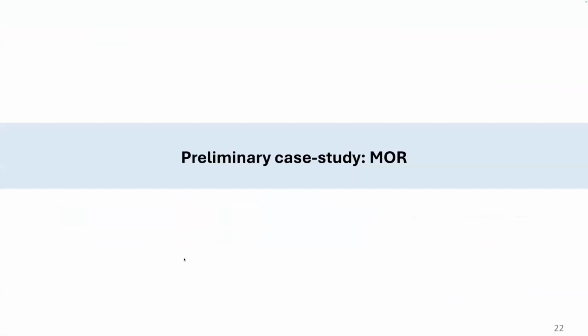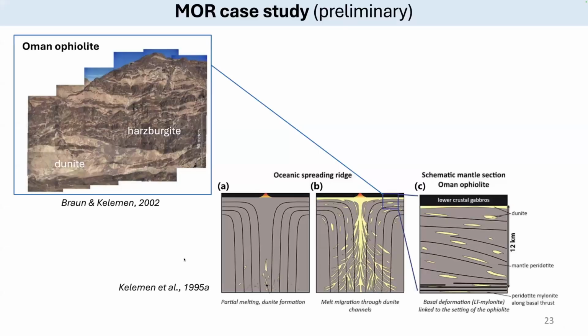So now just to show you a preliminary case study on a mid-ocean ridge, I was computing a few models several days ago, just to showcase how this kind of approach can be applied to a real case study. And the idea was to try to better understand the formation of dunites during mid-ocean ridge partial melting. And so here on these photos, you can see one of the most classical examples of ophiolite, which is the Oman ophiolite.